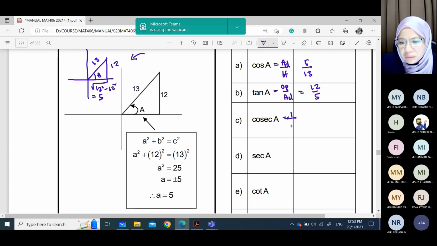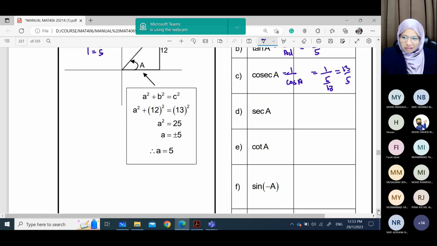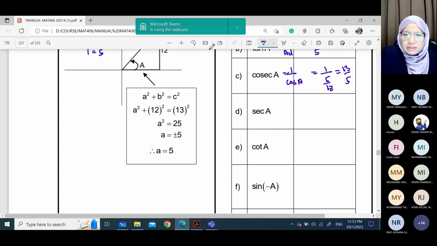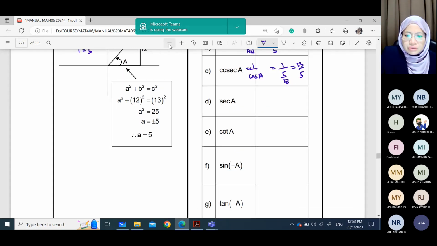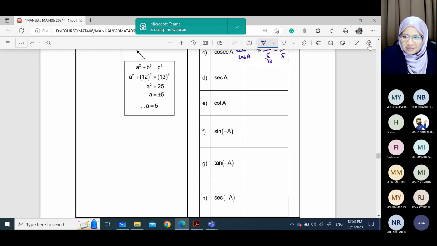Cosecant is 1 over cosine A. Okay, so you ambil je jawapan cosine A ni 1 over 5 over 13. Dia sebab 13 over 5. So, buat yang seterusnya. Okay, boleh? Itu maksudnya tak perlu guna calculator. You just tengok je dalam triangle tu, then you akan dapat jawapan dia.